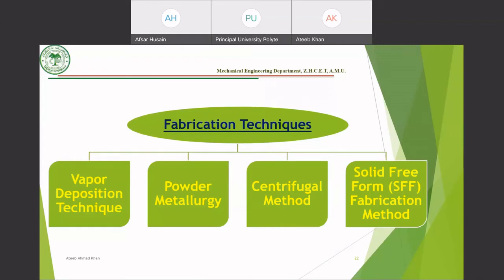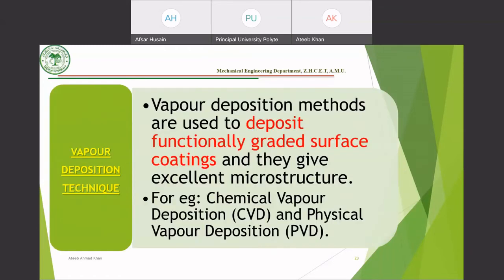The second one is powder metallurgy technique. There are some advantages and disadvantages associated with this technique, which I'll be discussing. The third one is centrifugal method, and the last one is solid free form fabrication method. Now this SFF, or solid free form fabrication method, is the best method to produce bulk FGM at large volumes. Okay, so let's see briefly what are these different manufacturing techniques.